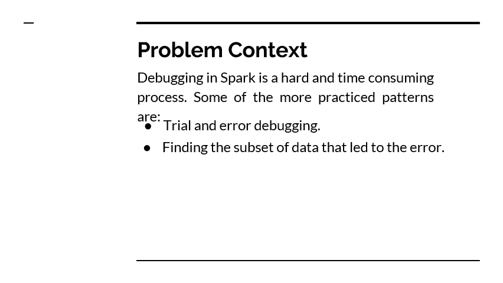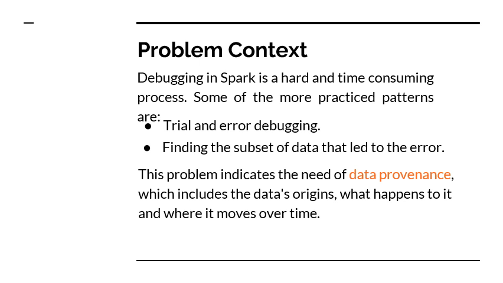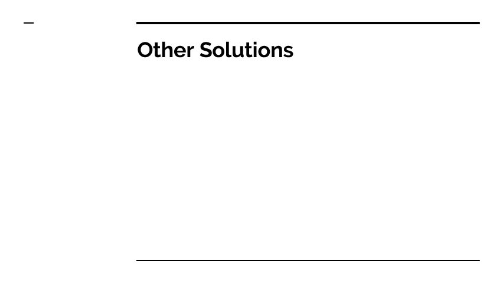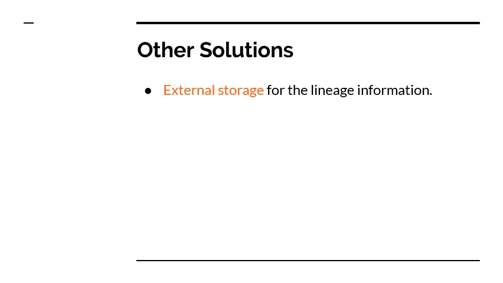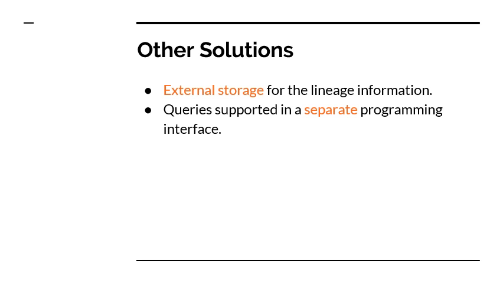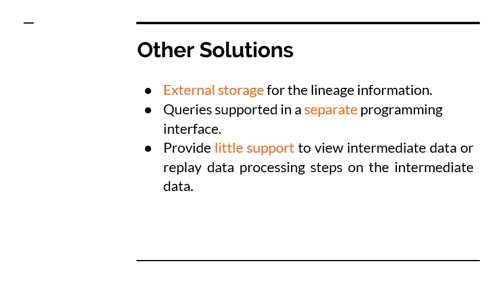This problem indicates the need for capturing data provenance for Spark, which is the ability to see the data's origins, what happens to it, and where it moves over time. Previous approaches exist that try to tackle this same problem, all with their own limitations, such as use of external storage for the lineage information, limiting their scalability. The queries are only supported in a separate programming interface, or little support is provided to view intermediate data, or to replay data processing steps on the intermediate data or some alternative data.